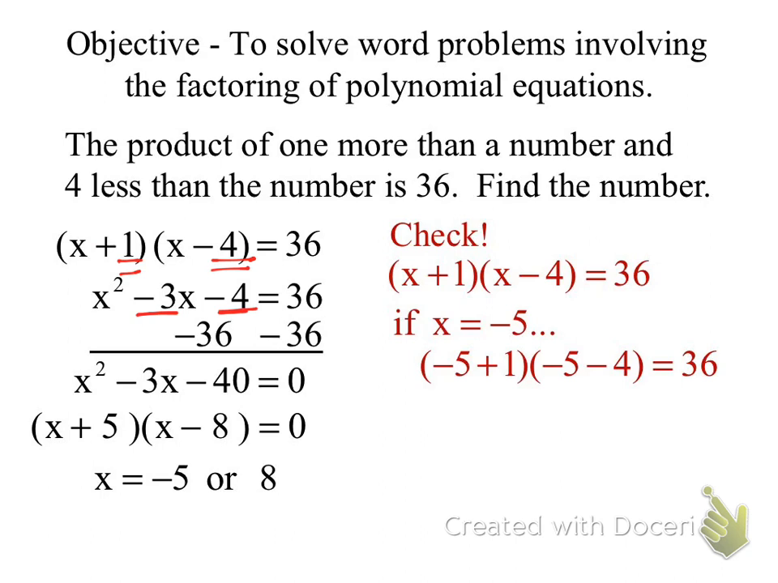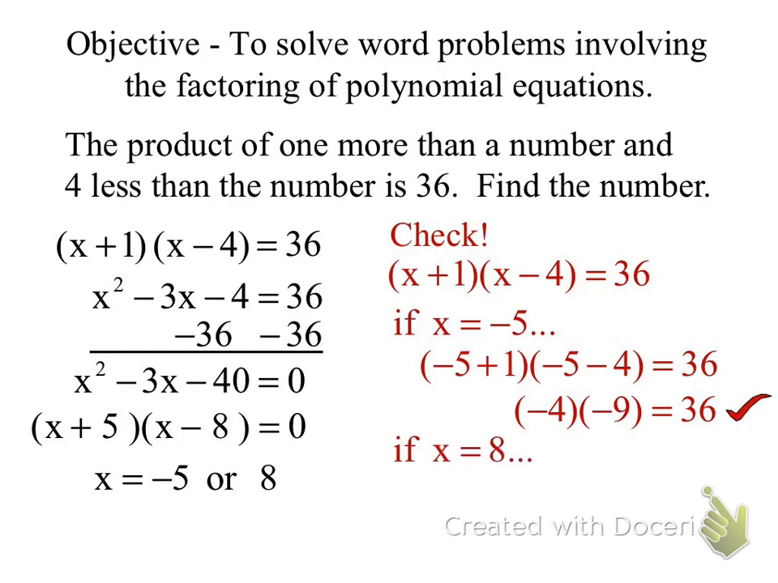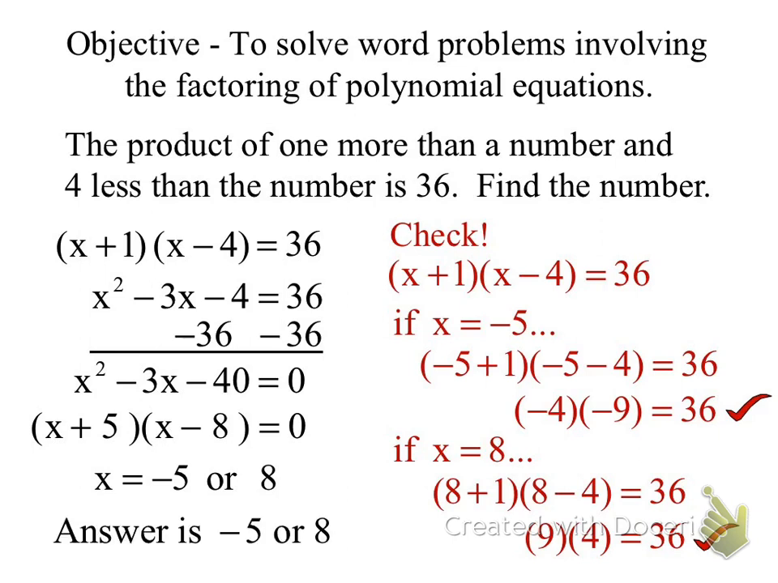Now, you can see we can check. With negative 5, we've got negative 4 and negative 9, which multiplies to 36. So I'm only using one of them at a time. I can also check when x equals 8. 8 plus 1 is 9, and 8 minus 4 is 4. So 9 times 4 is 36. Okay, questions? All right, let's try the next one.